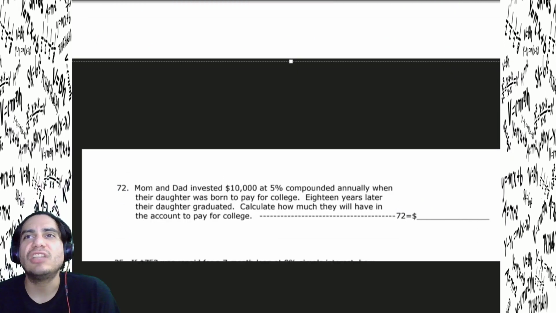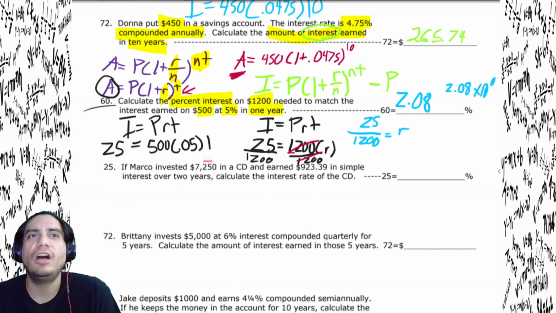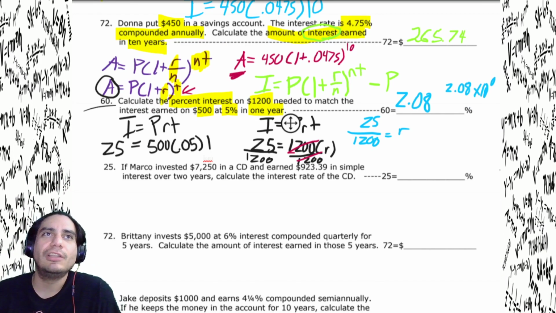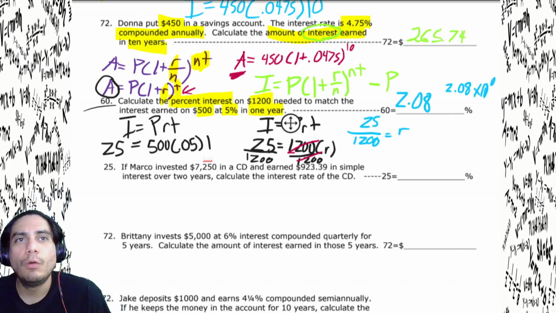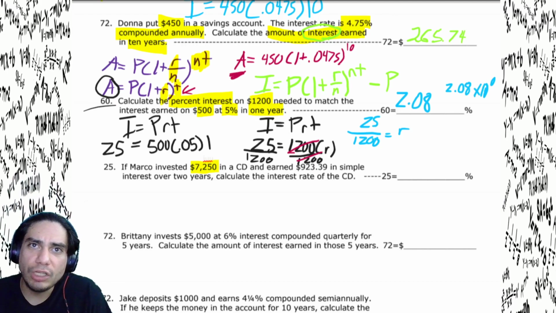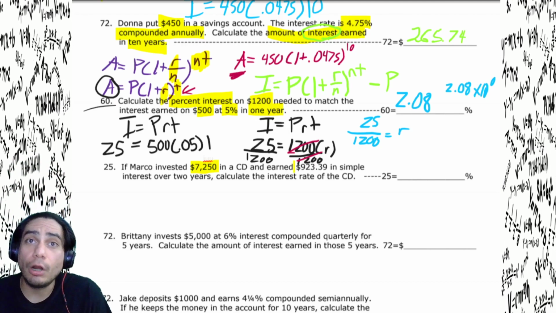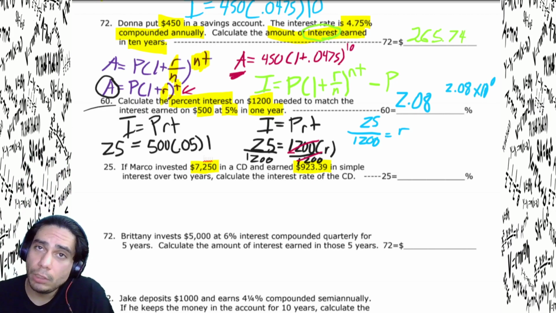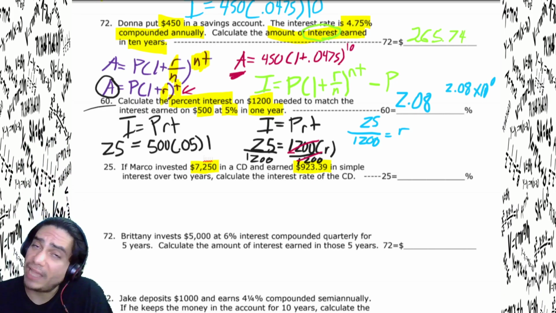All right, let's check out this next problem right here. Whoa. So we got ourselves another interest problem. I like these problems. They're super interesting. We invested $7,250. So that's already telling me right here we know our principal. And we've already earned $923.39 in simple interest over 2 years. I love that it's as simple.